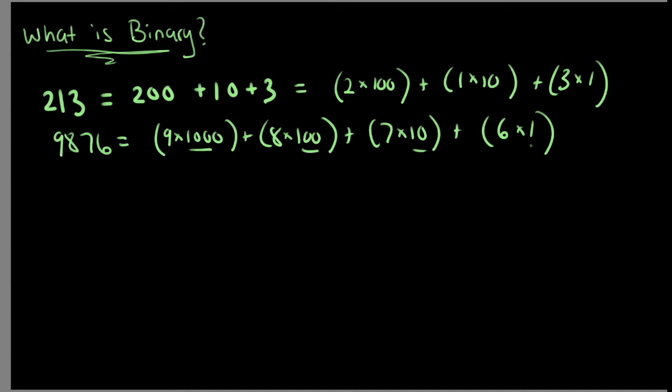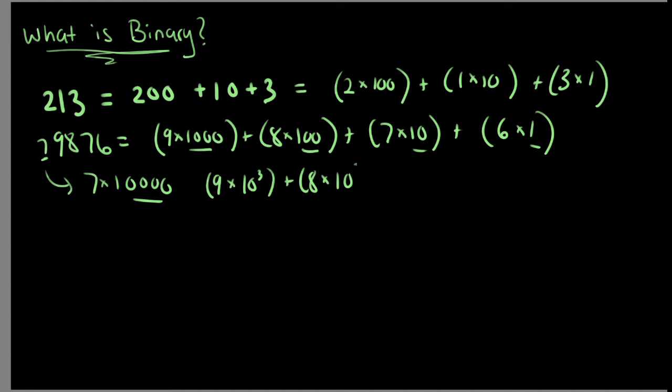They progressively add one more zero to the end. Another way to represent these place numbers is with powers of 10, right? So this is also equal to 9 times 10 to the third plus 8 times 10 squared plus 7 times 10 to the first. Anything to the first power is just itself. Plus 6 times, so to get 1, it's actually 10 to the 0. Anything to the 0th power is 1.